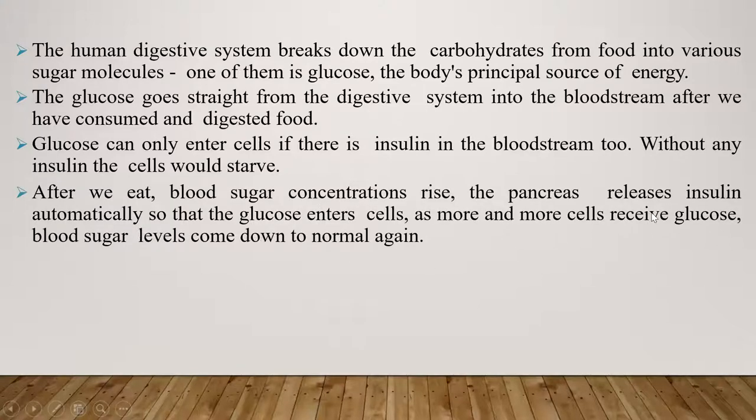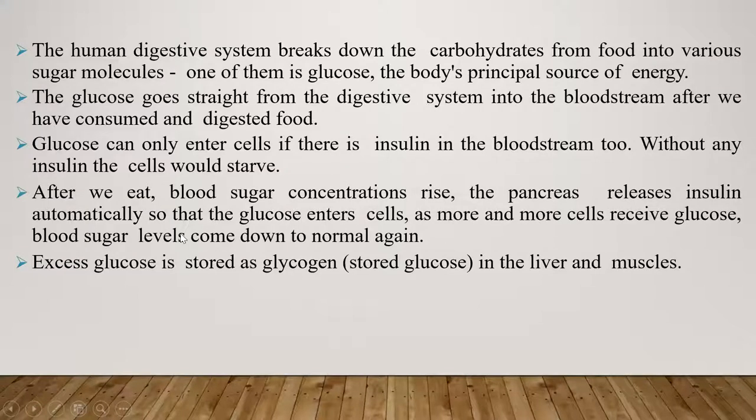After we eat, blood sugar concentration rises, and the pancreas releases insulin automatically so that the glucose enters cells. As more and more cells receive glucose, blood sugar levels come down to normal again. This is a very normal process. Excess glucose is stored as glycogen, that is stored glucose, in the liver and the muscles. Whatever excess glucose is in the body is stored in the form of glycogen. And where is it stored?